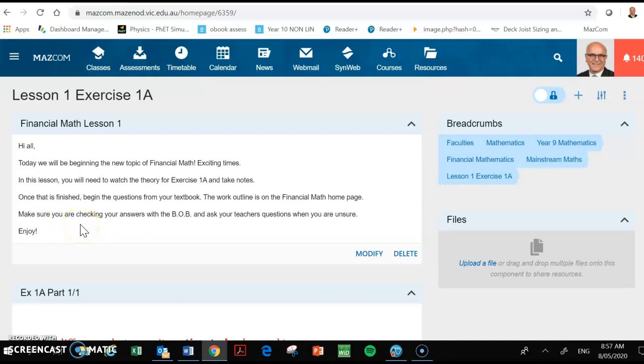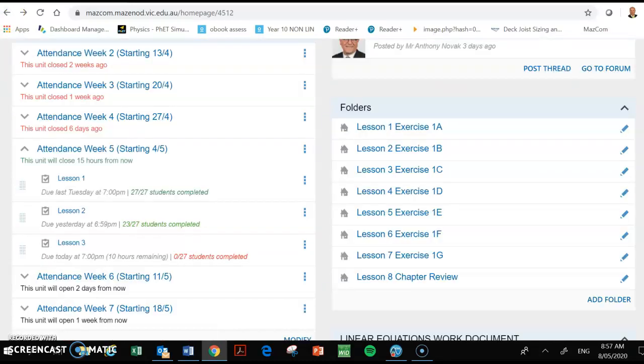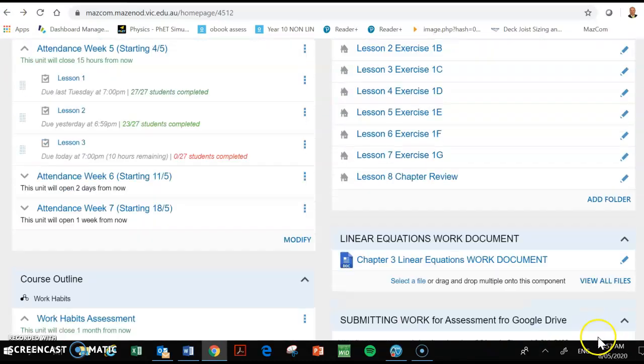And checking answers means going through and actually putting a tick or a cross. And if you put a cross, see if you got it wrong. And that is all.